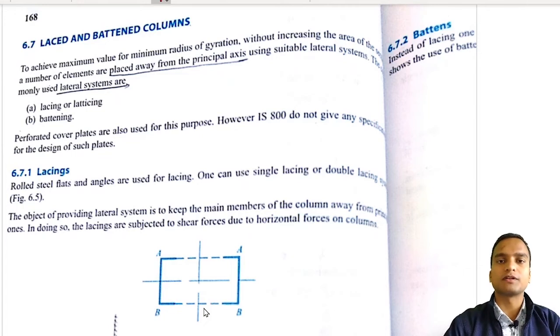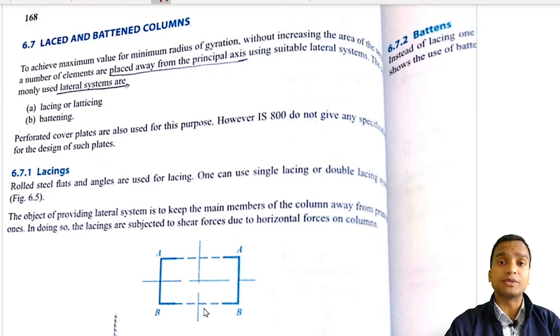Hello and welcome everyone. Now, after understanding the design of single and compound sections in compression members, let us discuss the design of some built up type of columns. We have discussed that there are laced and battened columns which come under the category of built up columns.